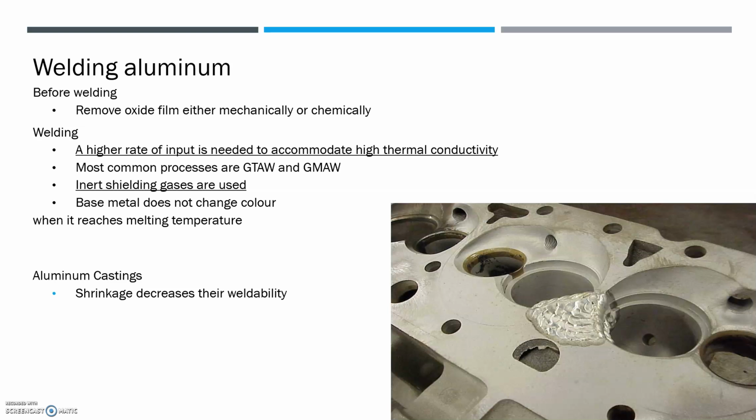One of the main problems when welding aluminum is that the base metal does not change color when it reaches the melting temperature. And this stuff heats up real fast. And the last issue here is shrinkage in castings. The shrinkage in castings decreases the success rate of repairs.